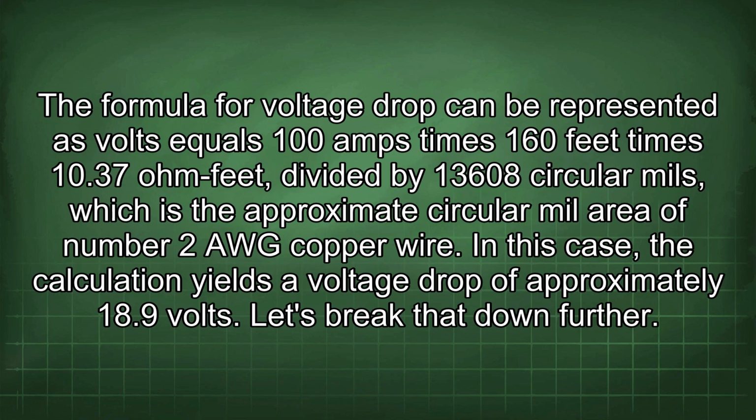The formula for voltage drop can be represented as volts equals 100 amps times 160 feet times 10.37 ohm feet divided by 13,608 circular mils, which is the approximate circular mil area of number 2 AWG copper wire. In this case, the calculation yields a voltage drop of approximately 18.9 volts. Let's break that down further.